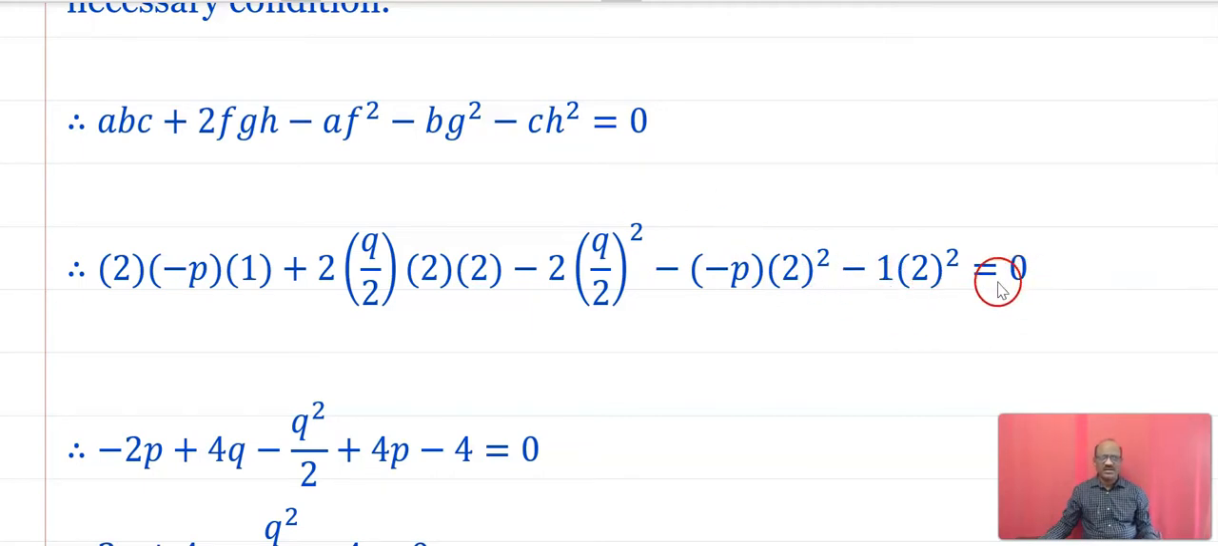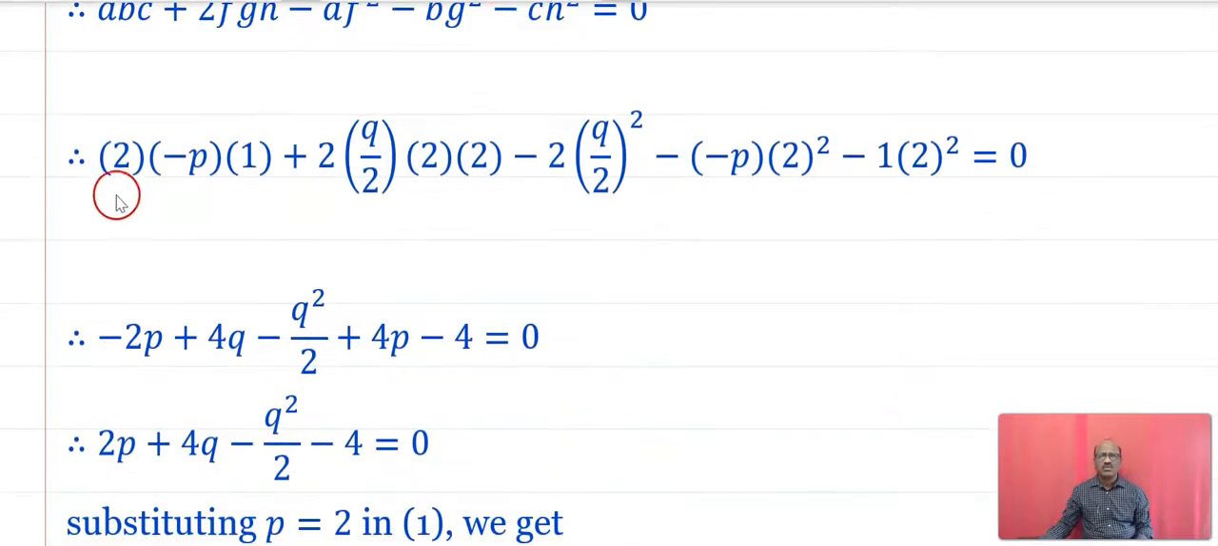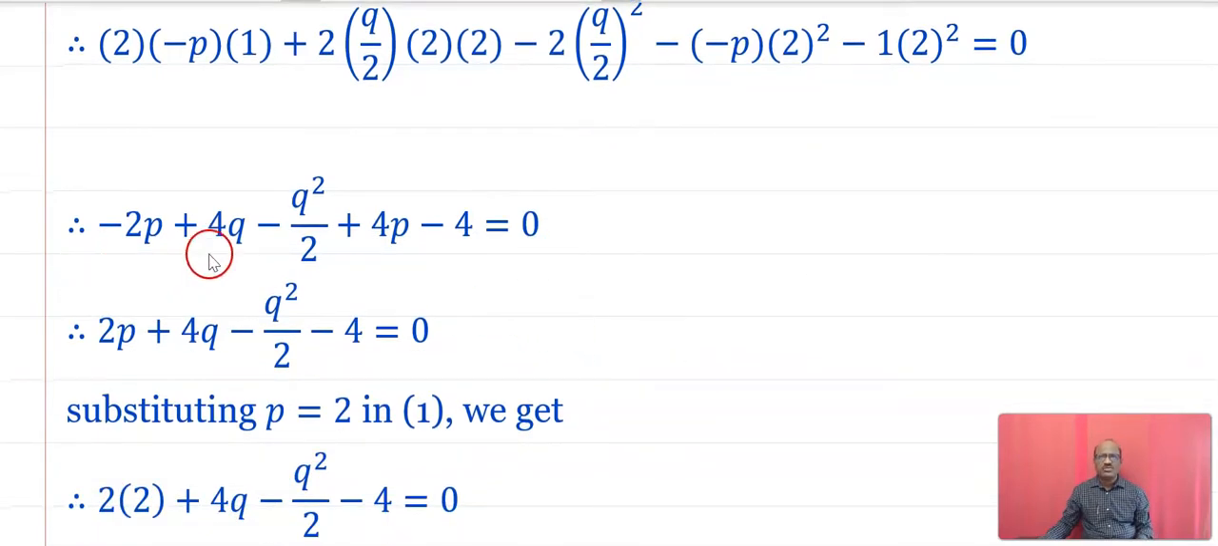And if we simplify this, what is the product of these two? 2 into minus p into 1 is minus 2p. And next here the 2 gets cancelled, you will get 4q. And what is it again? That is q square upon 4, and then you will get q square upon 2. And next here minus and minus will become plus, that is here you will get 4p. And last is minus 4, equals 0. Again, to simplify this, minus 2p plus 4p will become 2p plus 4q minus q square upon 2 minus 4.